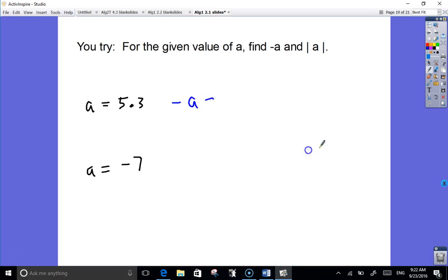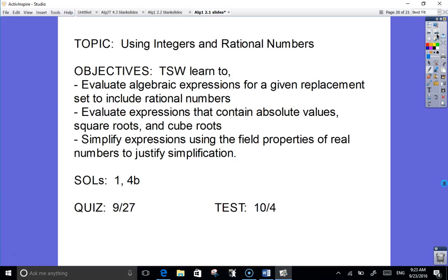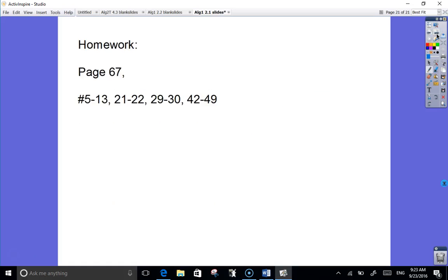So negative A is negative 5.3. What about the absolute value of A? Is 5.3. And negative A, when A is negative 7, negative A is positive 7. And the absolute value of A is 7, because it always has to be positive. That's it. So that's the homework.